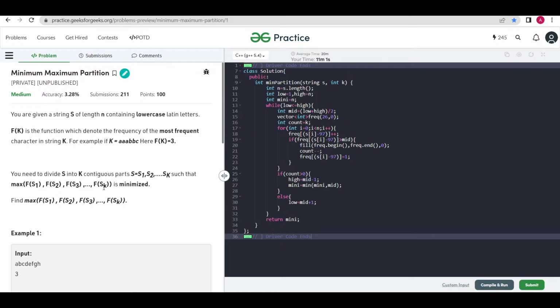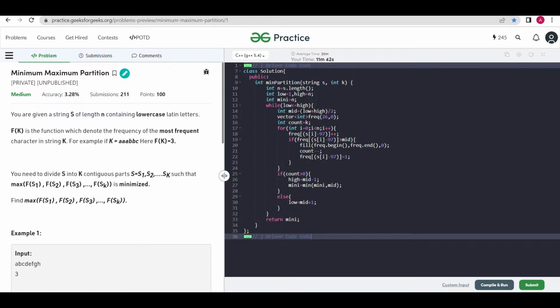We have n equals s dot length, which is the initial length, and then we have the low value and the high value. Low will initially be at the first index and high at the last index, so low is equal to 1 and high is equal to n. Then we have the minimum, initially the value n. While low is less than high, this is the binary search condition, meaning while we have not checked all the elements, we'll be performing this.